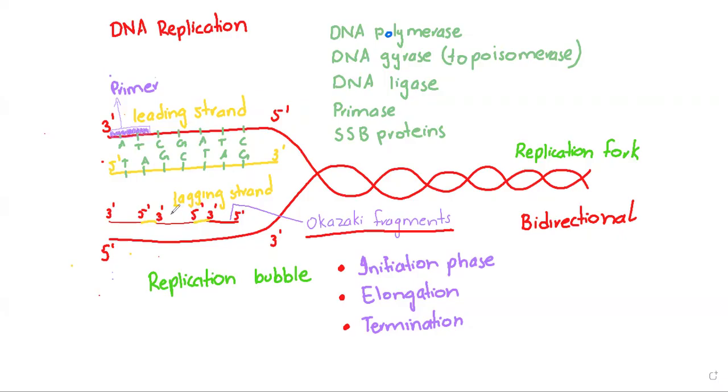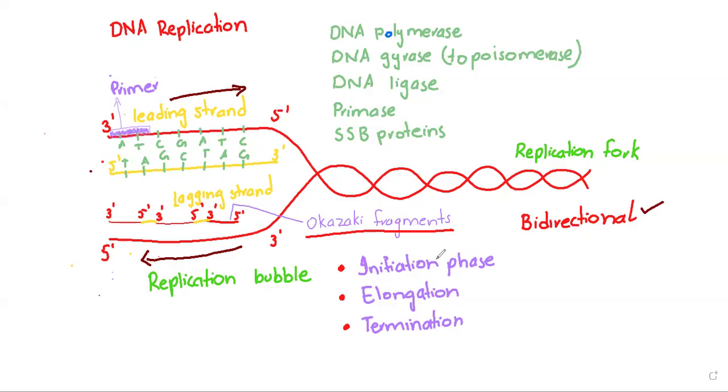So the direction of the new strand is always 5 to 3. You can see here the leading strand is 5 to 3, and in the lagging strand also the direction is 5 to 3. In the leading strand, the direction is towards the replication fork, but in the lagging strand, the direction of the new strand is away from the replication fork. That's why we call it a bidirectional process.